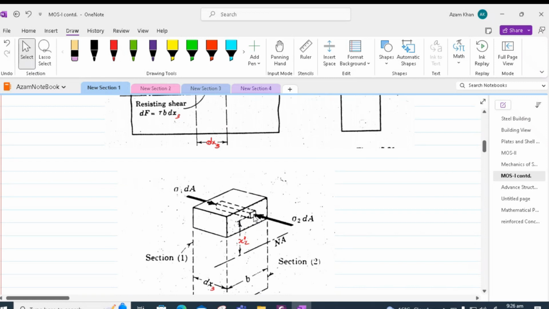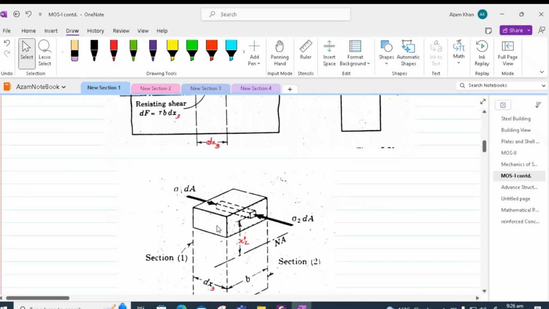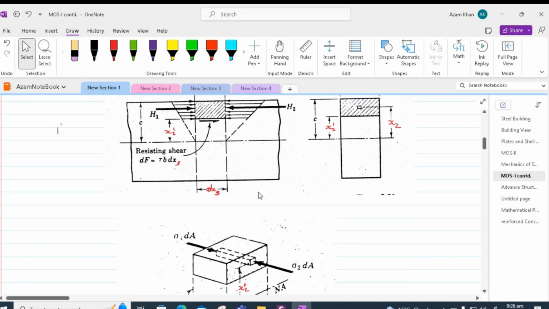We can also consider a small prism within this region of interest and find out the stresses in this prism. The resisting shear force will be facing opposite to the maximum resultant horizontal force H2 in order to satisfy the equilibrium. This resisting shear force is equal to tau B times dx3. So the 3D isometric view gives us better understanding of what's going on.